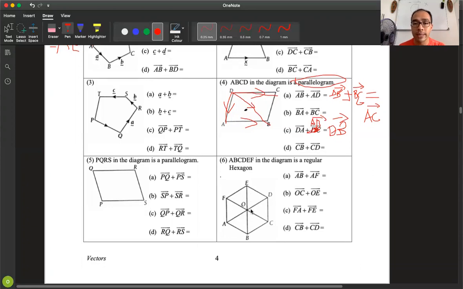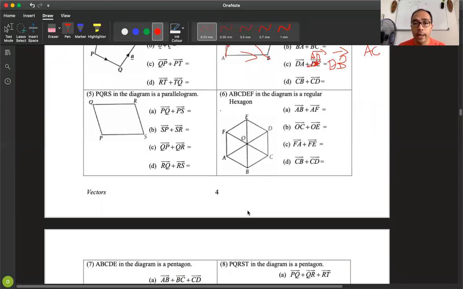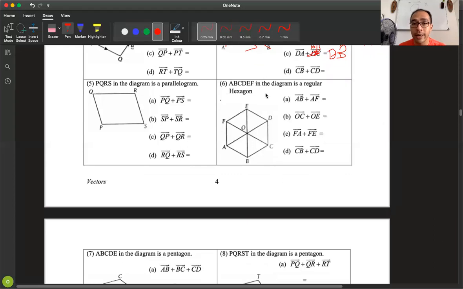Let me do question number 6. ABCDEF in the diagram is a regular hexagon, and we find that AF and DC are parallel, ED and AB are parallel, FE and BC are parallel. This is the important thing. So let's do the first question. AB plus AF. Big problem because AB is this way, AF is this way. They're not in the flowing direction.